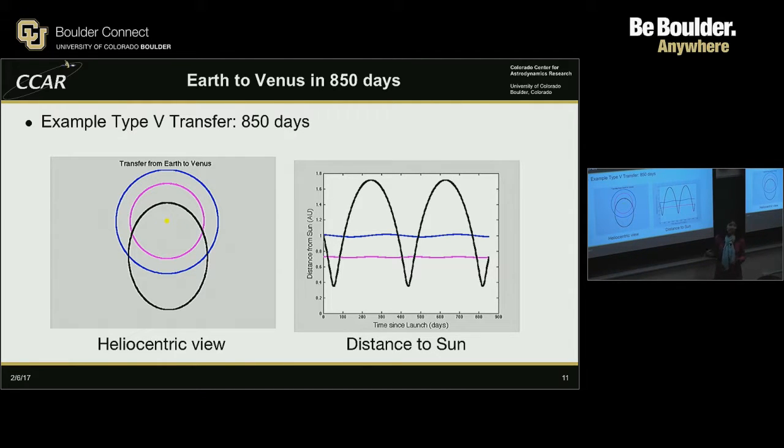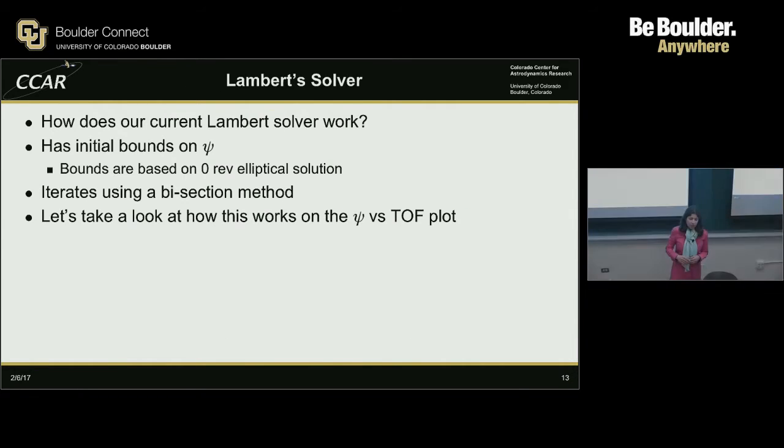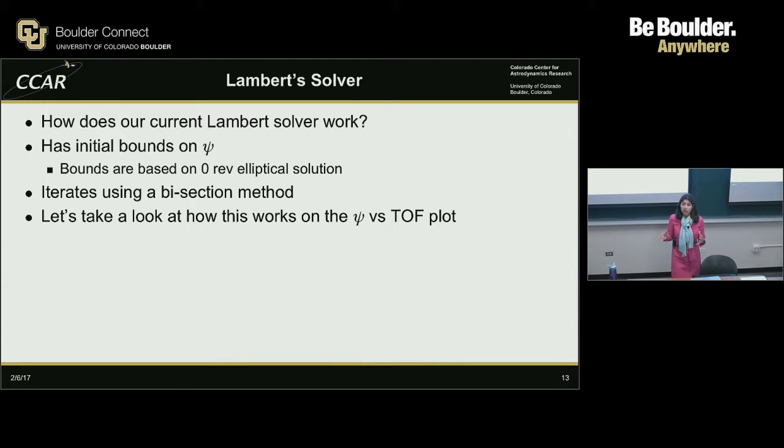Again, not that useful, kind of interesting to look at, and a type 4 transfer for 850 days. So the way that our current Lambert solver works is it has initial bounds on psi, and it's completely based on the 0 rev solution. That's what we described. And we're iterating using a bisection method. So I wanted to take a look at how this works on a psi versus time of flight plot.